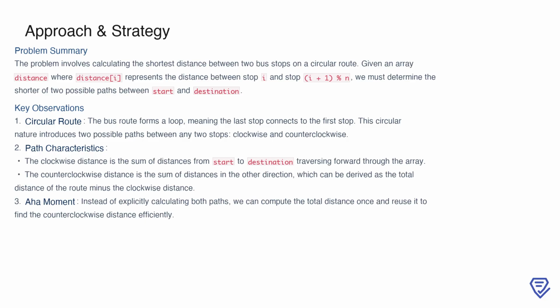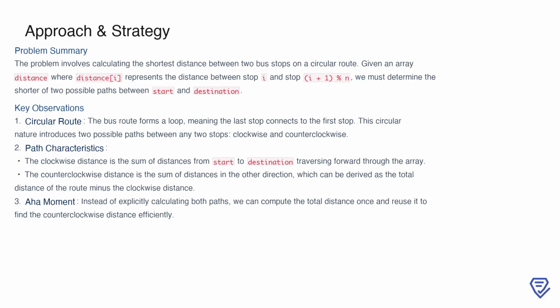To start, let's summarize the problem. We need to calculate the shortest distance between two bus stops on a circular route. The distances between consecutive stops are given in an array, where each element represents the distance between one stop and the next. Since the route is circular, the last stop is connected back to the first stop. This circular nature creates two possible paths between any two stops, one in the clockwise direction and the other in the counterclockwise direction.